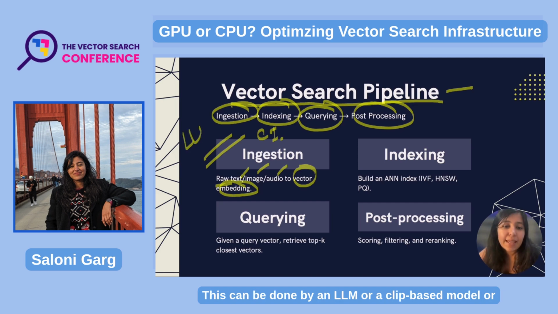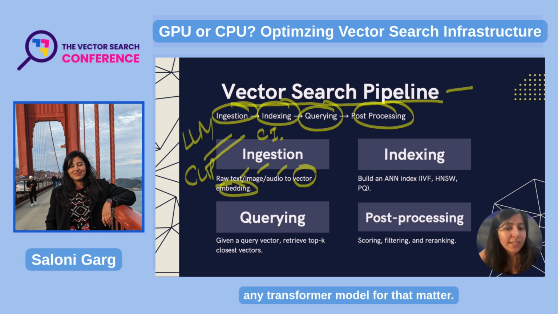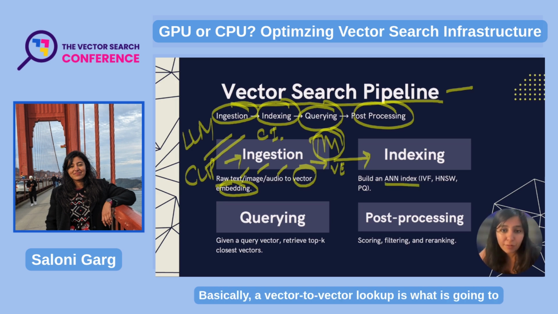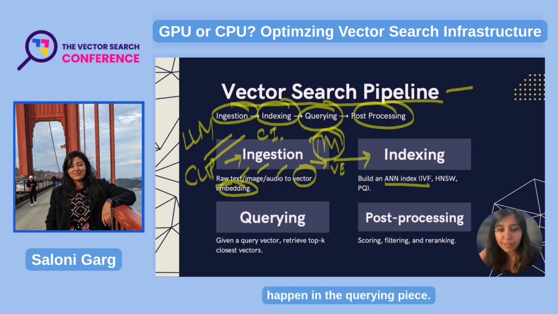This can be done by an LLM or a CLIP-based model or any transformer model for that matter. The input is going to be raw data, and the output is going to be a vector embedding. Next is the indexing piece. So here we're going to build an ANN index. Basically, a vector-to-vector lookup is what is going to happen in the querying piece. So we're building an ANN index, an index of vectors.